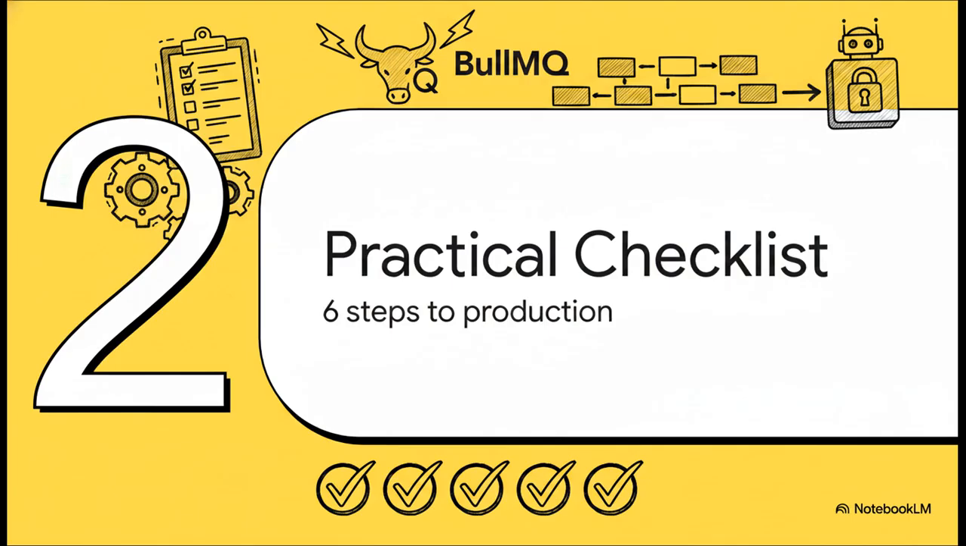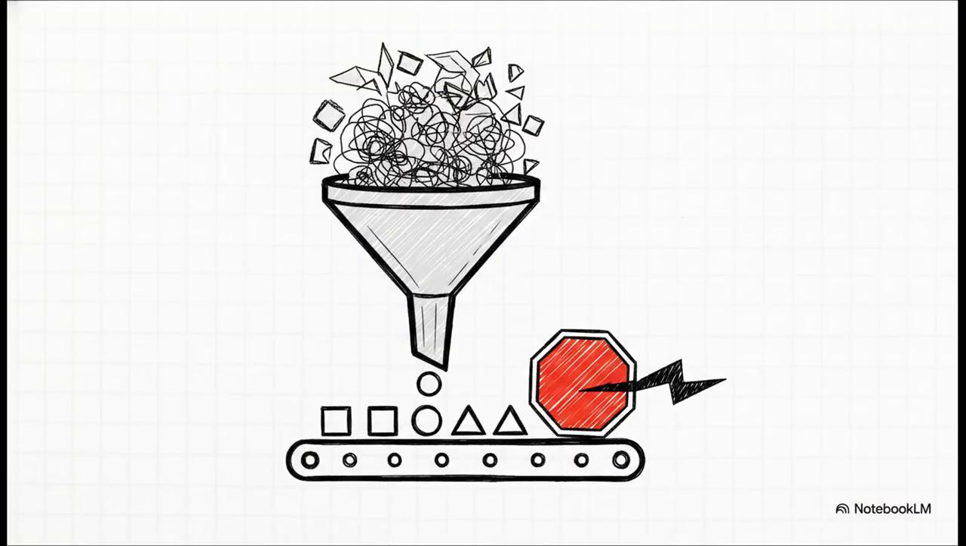Section 2. The practical checklist. 6 steps to production readiness. All right, steps 1 and 2 are all about data discipline. Step 1. Capture only the exact inputs the Captcha solver actually needs. We're talking about things like the site key, the page URL, the action value, the Captcha type, maybe some optional proxy data. Please do not scrape and store unnecessary page data. If you capture massive HTML blobs, you're just creating incredibly confusing debugging paths for yourself later on. Keep it lean.